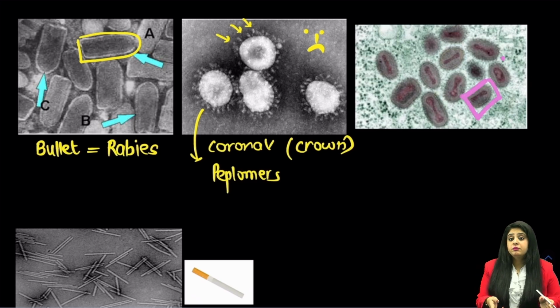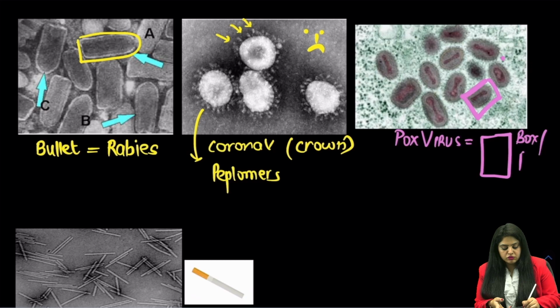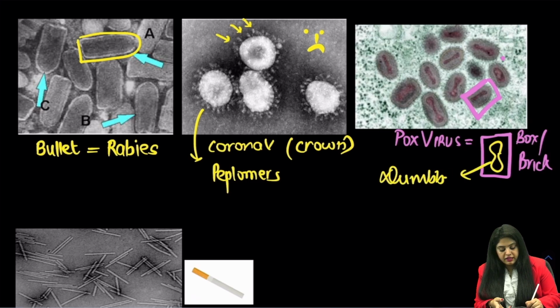Coming to the next, the virus which looks like a box or a brick. So I say pox is a box. We have something called the pox virus, and pox is going to look like a box or a brick. Either you can call it a box or a brick, and a box and brick is very heavy. Why is it heavy? Because it's got a dumbbell shaped DNA. The DNA inside it is going to be a dumbbell shaped DNA.